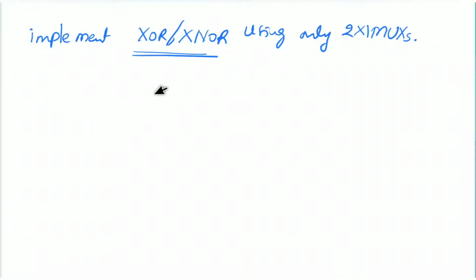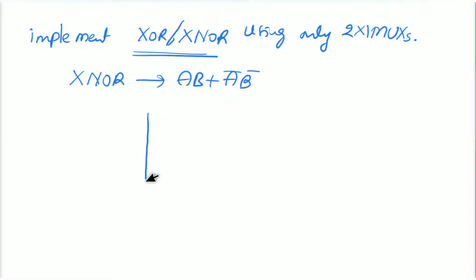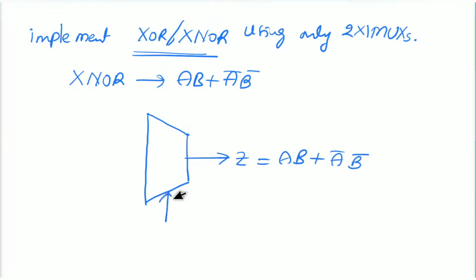So in that case, let us consider our previous example, XNOR: AB plus A bar B bar. The diagram is like this, the connections are like this. You generated Z, AB, A bar B bar, and here you connected A, and on line number 1 we have connected B, and for line number 0 we have connected B bar.